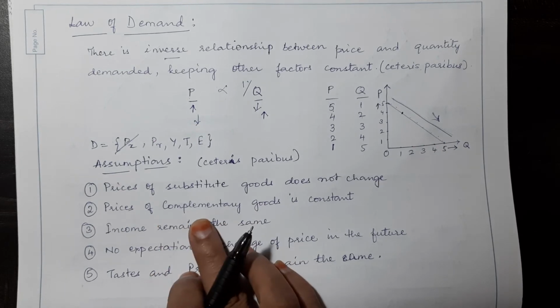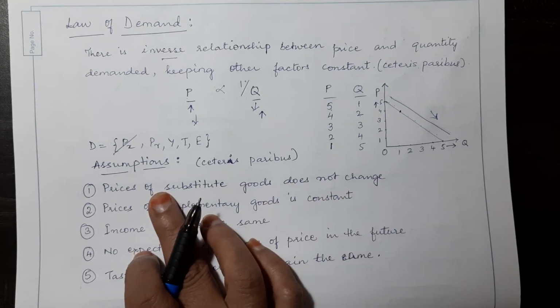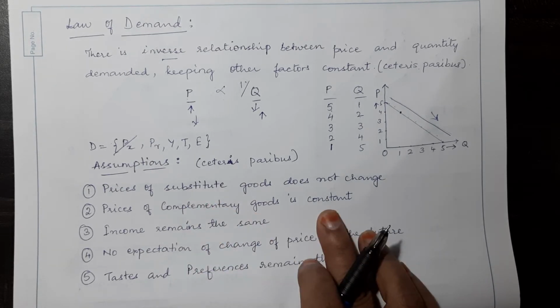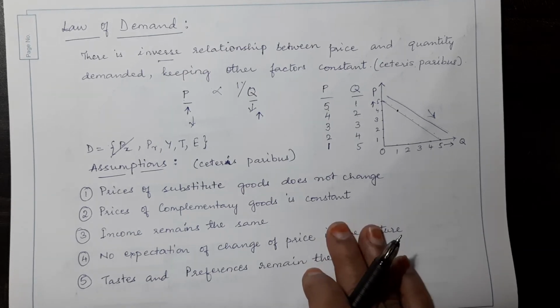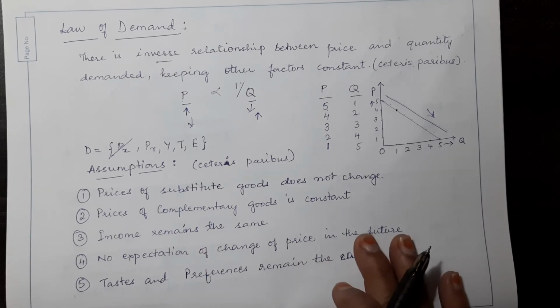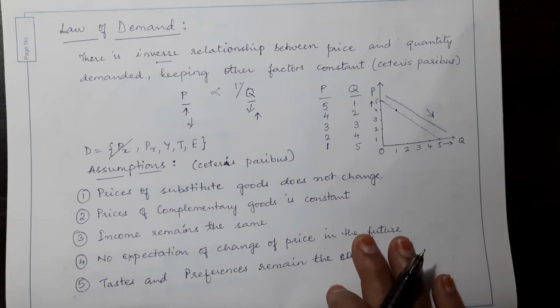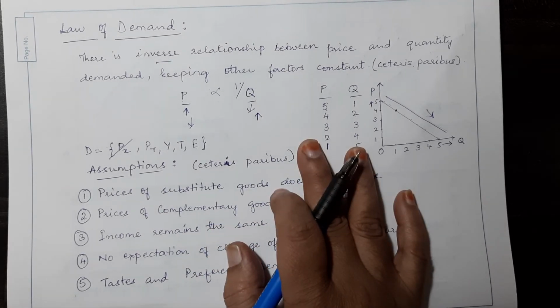So, when prices of substitute goods do not change is the first assumption. By substitute goods, we mean the related goods. For example, Coke and Pepsi are substitute goods. So, when the price of one good increases, the demand for the other good falls. That is, if this is kept constant, only then the law of demand holds good.